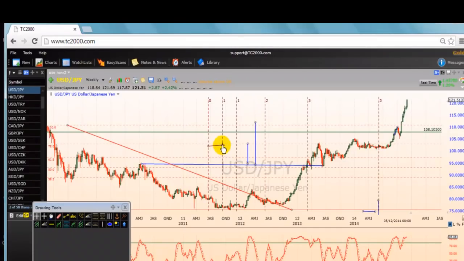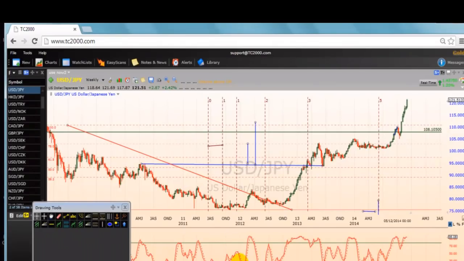The Fibonacci time zone is based on the Fibonacci numbers: 0, 1, 1, 2, 3, 5, 8, 13, 21, 34, 55, 89, and so on. If you want to know more about Fibonacci numbers, check videos on YouTube.